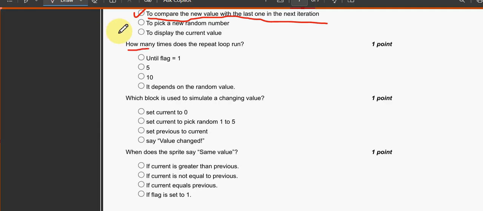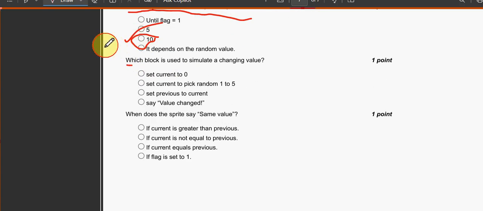Next, how many times does the repeat loop run? So the probable solution is 10, guys. Next, which block is used to simulate a changing value? So for the 29th question, the second option is the probable solution. And moving on to the final question.